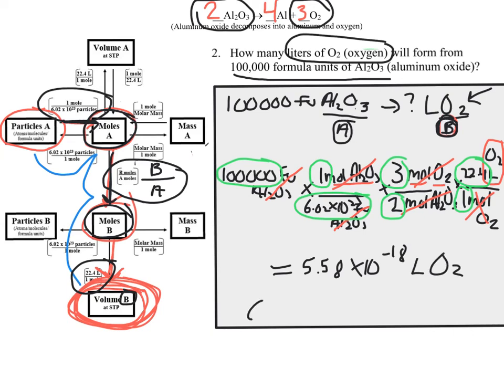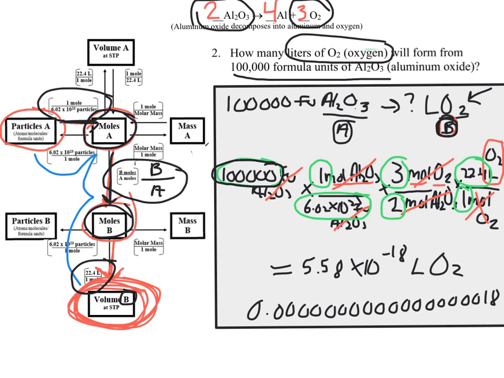Now if you think about it, 10 to the negative 18th power is 0.1, 2, 3, 4, 5, 6, 7, 8, 9, 10, 11, 12, 13, 14, 15, 16, 17, 18. It's that small of liters. It's incredibly small. Why is it such a small number? Well, remember, you only started with 100,000 formula units. If you think about how ridiculously small atoms are, 100,000 formula units of aluminum oxide really isn't that much. In fact, it's so small we wouldn't be able to see it with our naked eye.